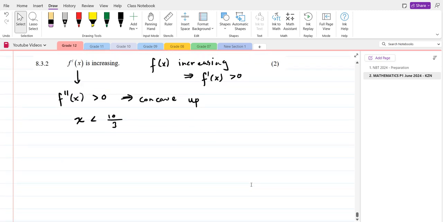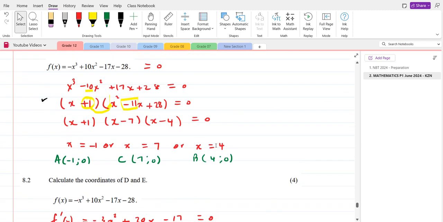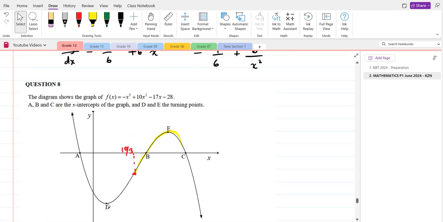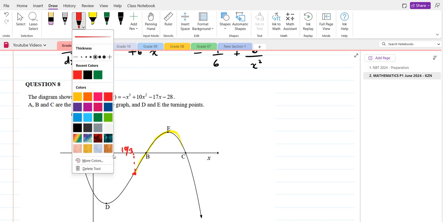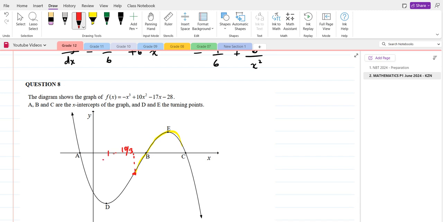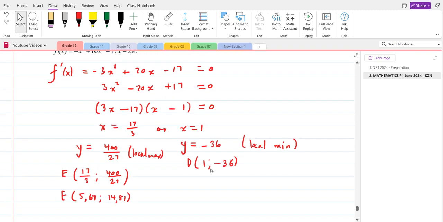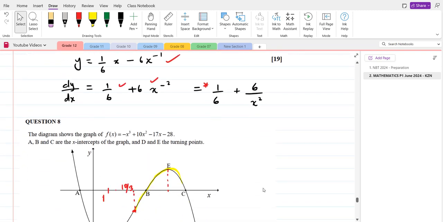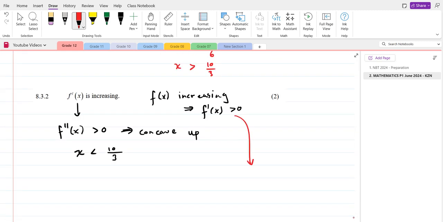Now, assuming that the question said where is f of x increasing, then you have to look at the increase and the decrease on the graph. So it's increasing here between points D and E. You can see it's increasing. The graph is going upwards. So between these two x values, what were the x values here? I think I remember it was -1, and this point over here was 17 over 3, right? 17 over 3.